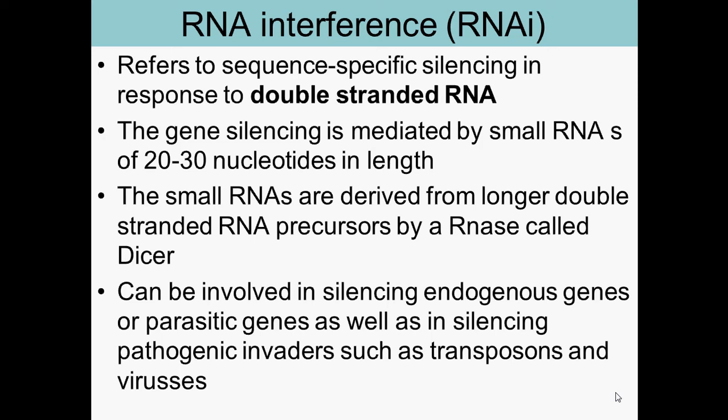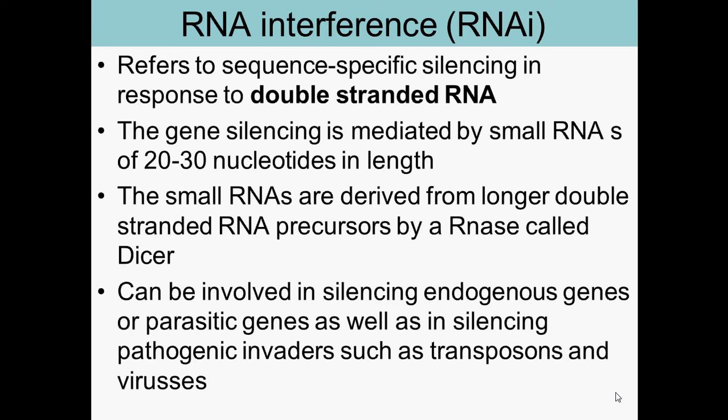So after it's cut by the Dicer, one of the two single strands is chosen by the RISC, and then it also combines with Argonaute, which is a catalytic component, and it's an endoRNase, so it's going to cut up the messenger RNA that is going to be silenced.